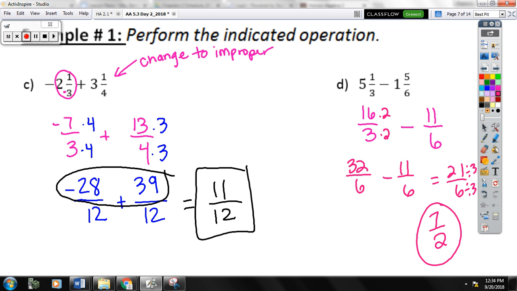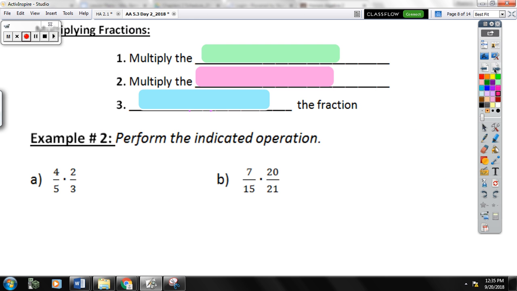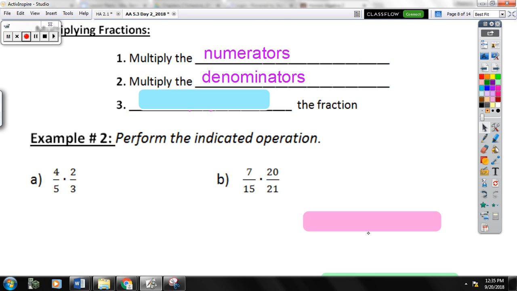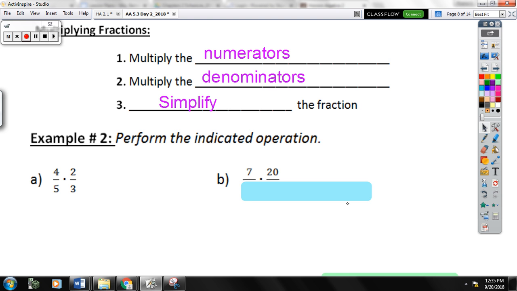Okay, so those are the harder problems because they have a common denominator. Next up is multiplying and then dividing, which does not require a common denominator. Rather, you're just going to multiply the numerators together, multiply the denominators together, and simplify. So straight across the top, straight across the bottom, and simplify.